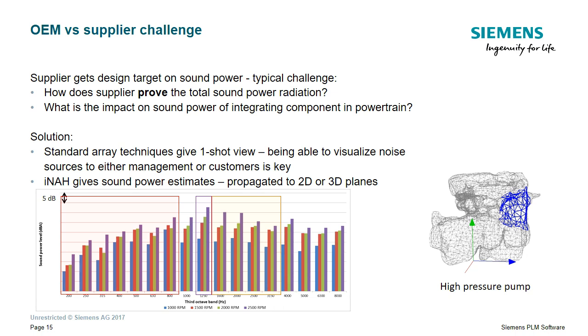But here, four critical operational conditions, so 1000 RPM, 1500, 2000 and 2500 RPM, are all assessed in an almost stationary way, and we're actually assessing in which octave band this has the highest impact, what the sound power is of that component in those different octave bands. And that helps suppliers and OEMs together to improve the components and also the way it was integrated into their products.